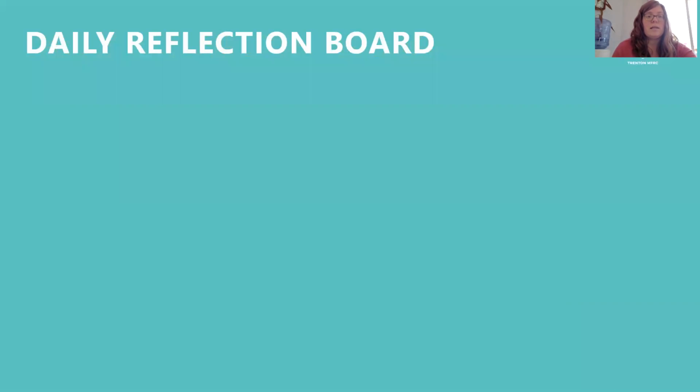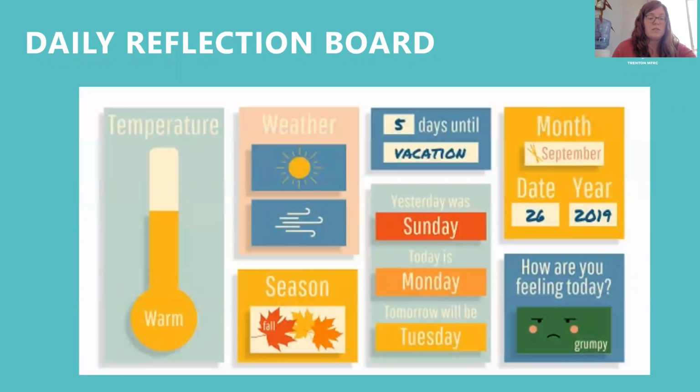So the first one is a daily reflection board. This one is used to go over the day in terms of the date, day of the week, the season, the weather, the temperature, all those things that you can see here. And this can be done at the beginning of the day as a discussion to start your day, or at the end of the day as a recap.